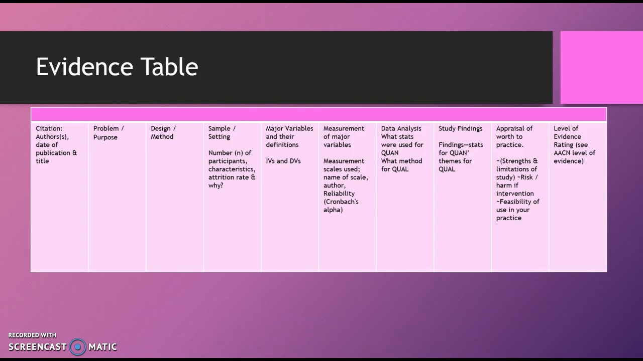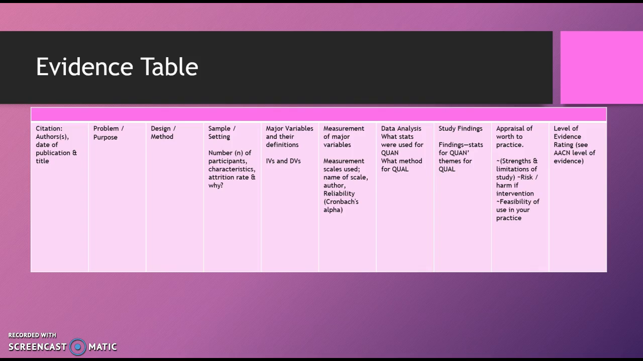What were the characteristics? Was it an all-female vulnerable population that were seen in a federally qualified healthcare clinic? So you're just mentioning the number, what are the characteristics, and where, what is the setting. Where's the sample coming from or being surveyed?